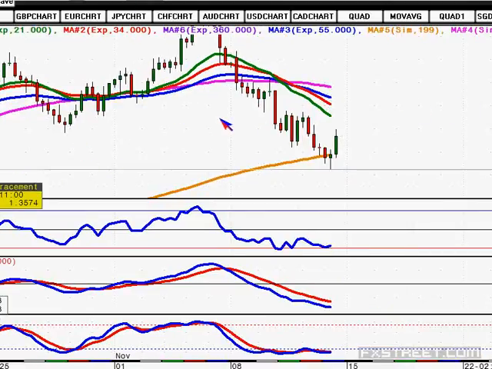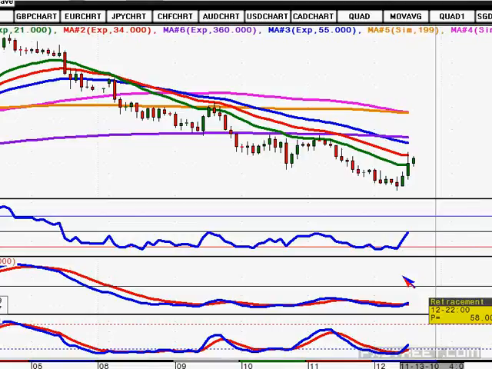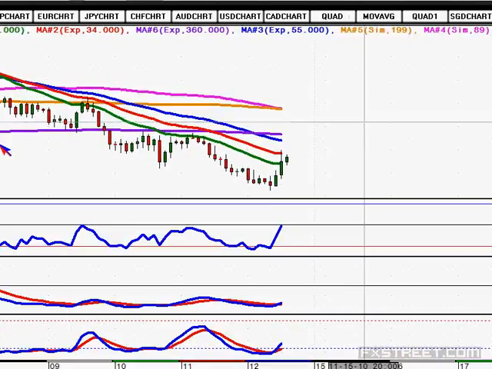Now let's look at the 2-hour chart. The 2-hour chart is giving us a signal, in the sense that the RSI is already beginning to turn. Your MACD is also beginning to turn, and stochastic is also beginning to turn.